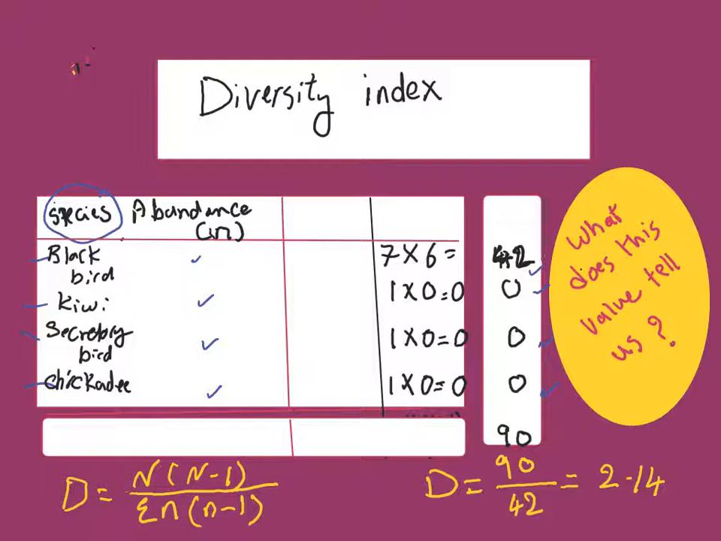The total abundance is 10. Capital N minus 1 is 9. N into N minus 1, 10 into 9 equals 90. And then work out the formula. 90 over 42, because here it will be like 42 plus 0, 0 plus 0. So it's 42, equals 2.14. Now we need to analyze what this value tells you about the degree of biodiversity or the level of diversity.